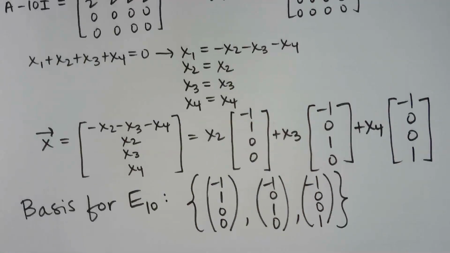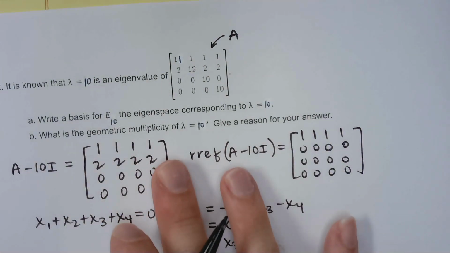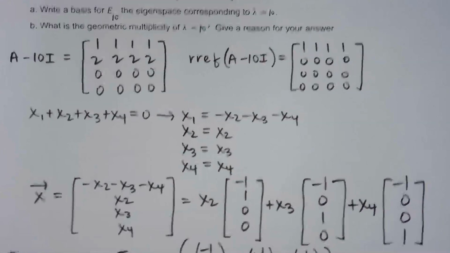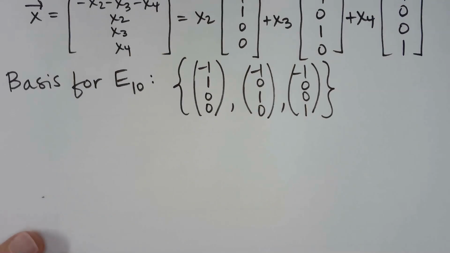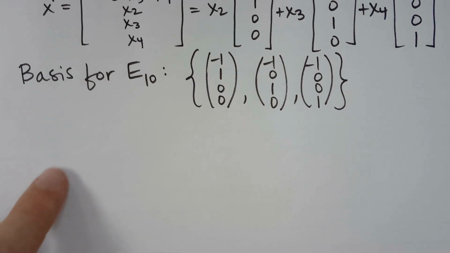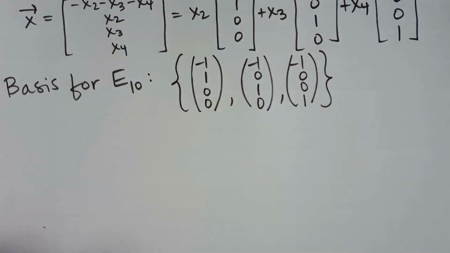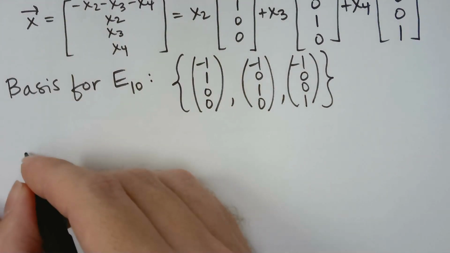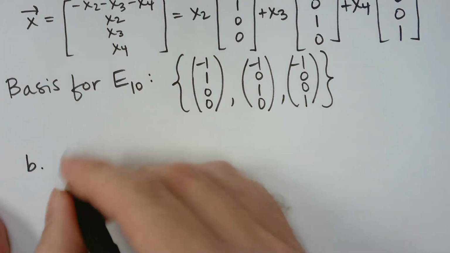In the next part of this question, they asked, what is the geometric multiplicity of lambda equals 10? Give a reason for your answer. Well, the geometric multiplicity is the dimension of the eigenspace. The dimension is the number of basis vectors. So that means it's dimension 3. Let's say B.